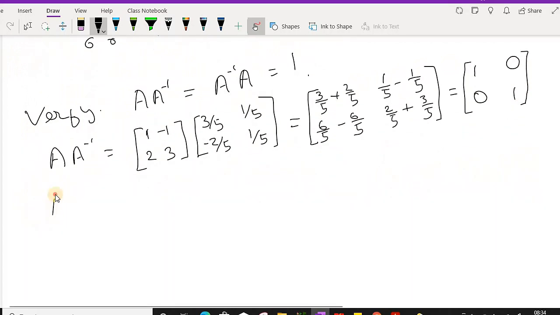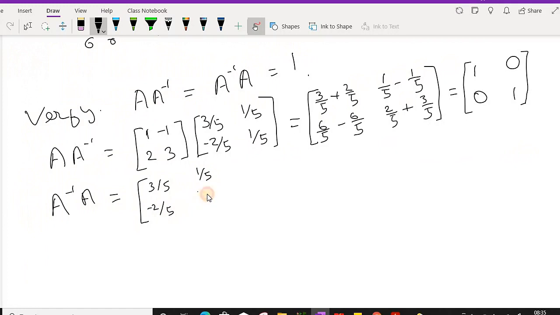Okay. Similarly, you do A inverse A. So what is this? A inverse means 3 by 5, 1 by 5, minus 2 by 5, 1 by 5. This is A inverse. Then A, 1, minus 1, 2, 3.